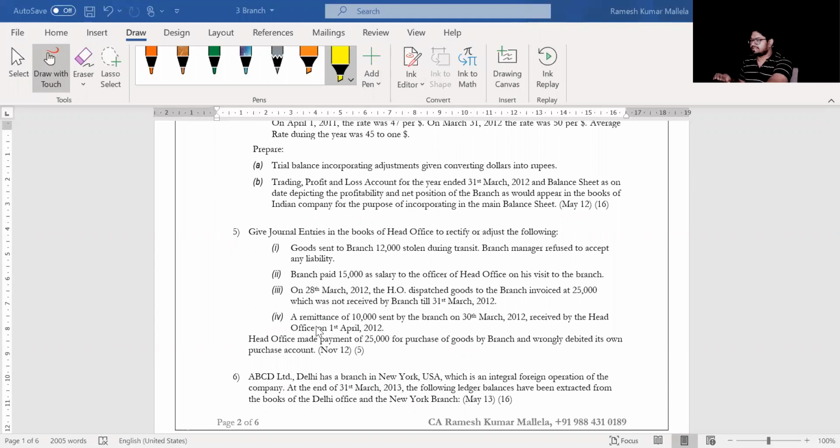Take out the 5th question. Give journal entries in the books of head office to rectify or adjust the following. That means you are now writing entries in the books of head office, not the branch. So let us see.